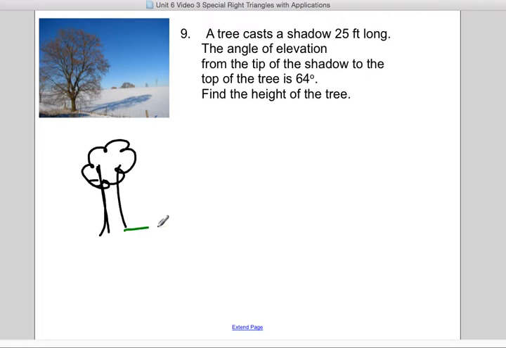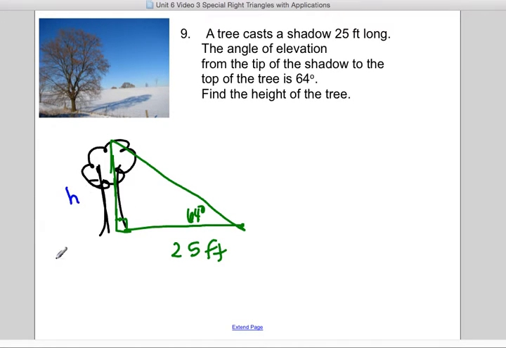The shadow of my tree is 25 feet long. The angle of elevation from the tip of the shadow to the top of the tree, so essentially I have this right triangle here, is 64 degrees. We need to figure out the height of my triangle. Okay, so I have my picture drawn here, and I know that if I have this angle, this is my opposite, and this is my adjacent.